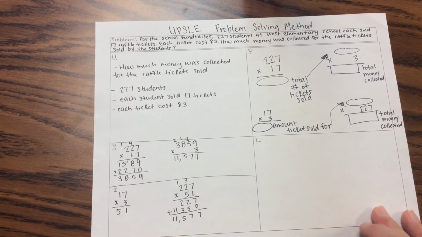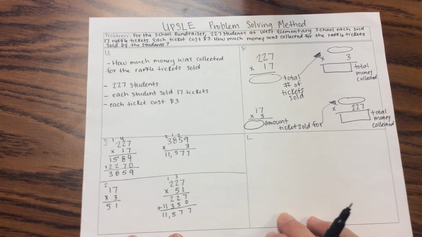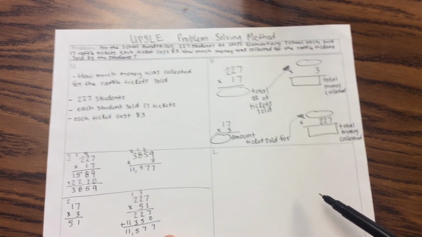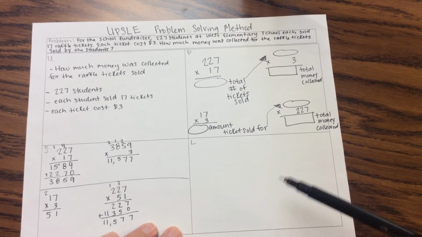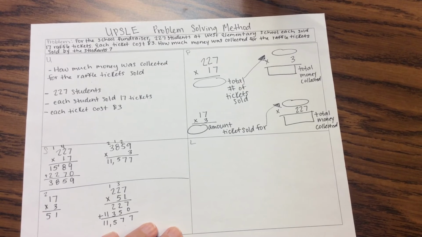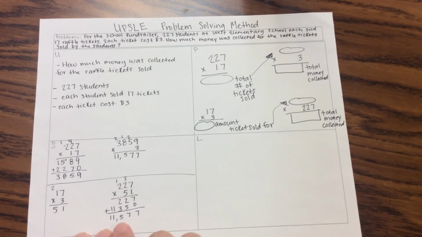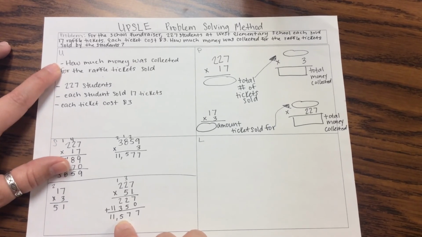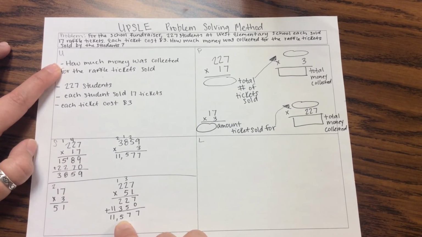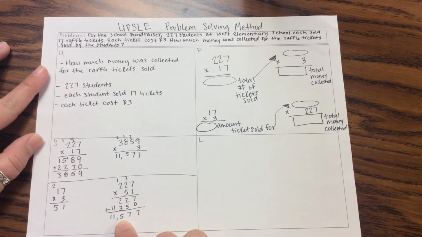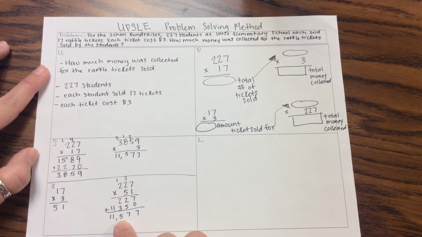Both steps will work. In L, this step is look back and evaluate. Under this category, we are asking the question, does my answer match what the problem was asking? Does this amount answer the question of how much money was collected for the raffle tickets sold? Yes, it does.